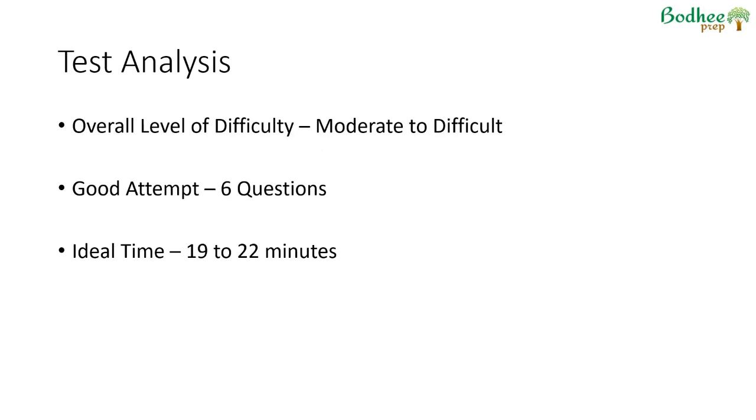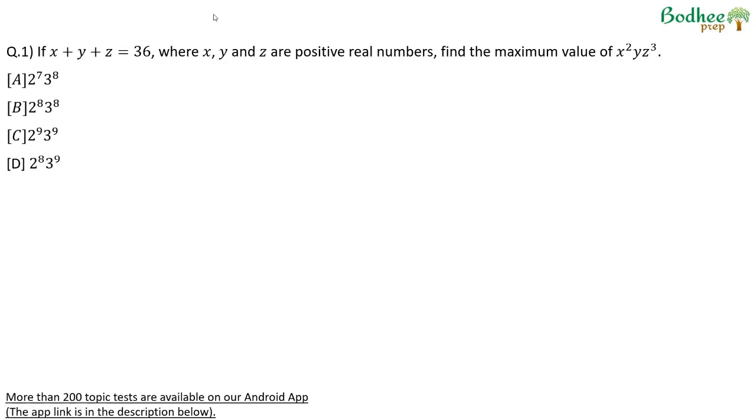If we look at the questions, the first one says x plus y plus z is 36, where x, y, and z are positive real numbers. Find the maximum value of x square y z cube.